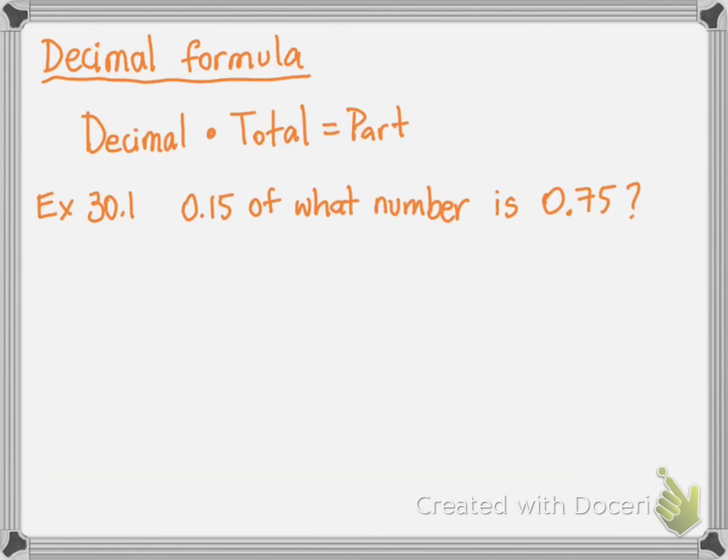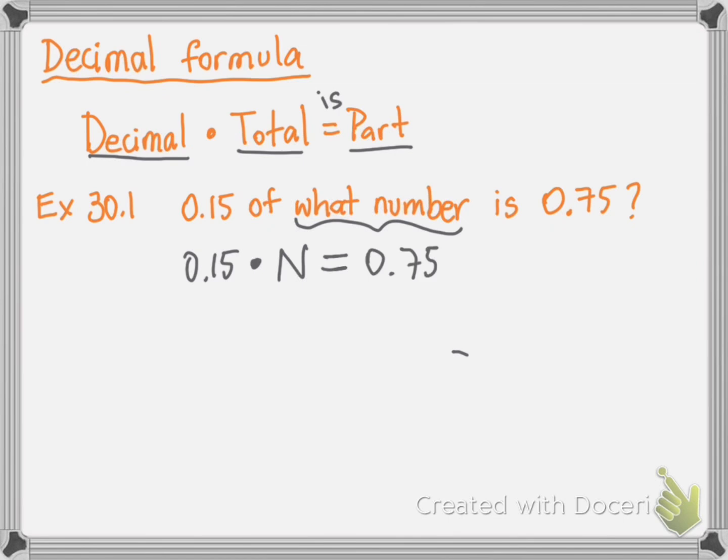This one is also a review on the decimal formula. Remember that we've worked with this kind of formula with percents and fractions, but now we're also going to work with decimals. The decimal of a total, remember this is of, decimal of a total is or equals a part. So let's look at these examples and try to write an equation with the information given. So let's see, it says 15 hundredths, so I'll write that, of multiplication. What number, that's the question, so I'll put an n, equals 75 hundredths.